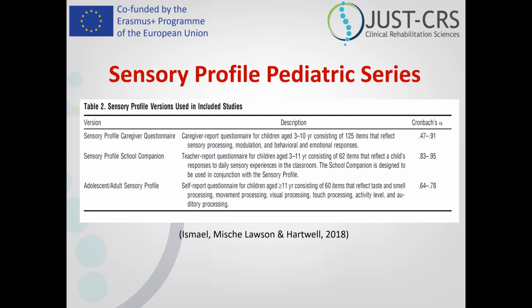Other forms of the sensory profile pediatric series are older versions. The sensory profile caregiver questionnaire is the same as the child sensory profile 2, but it has a narrower age range. It's from 3 to 10 years. And there's the sensory profile school companion and adult sensory profile.